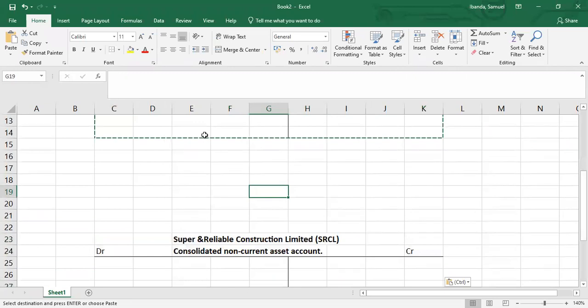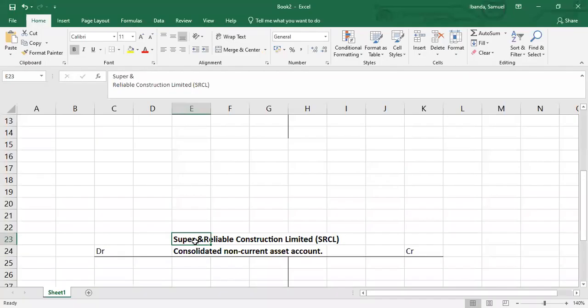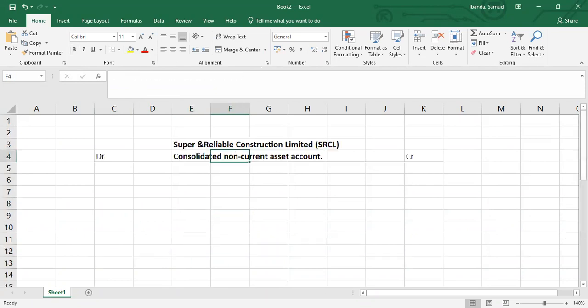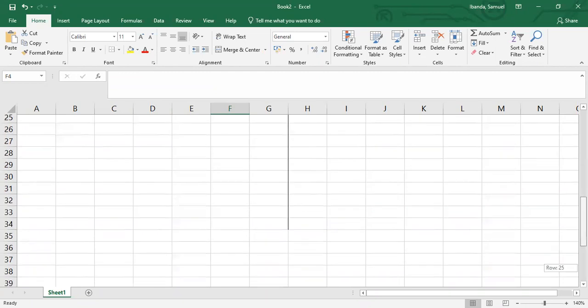So when I look back to the question here, what else they asked from me was the accumulated depreciation account, consolidated. The reason why they say consolidated is because they don't want you to draw up an individual accumulated depreciation or asset account. They want you to draw up the same, okay? So this is the accumulated depreciation. This is non-current asset. I'll also do the one of bank.